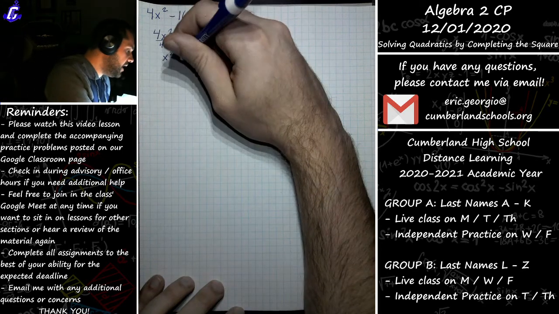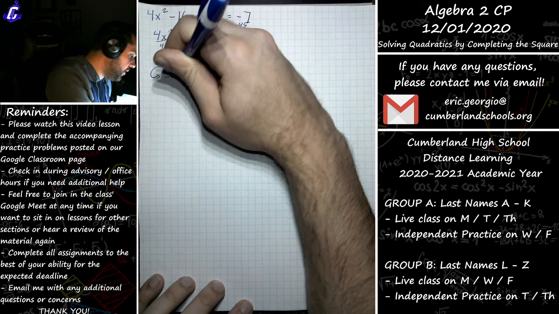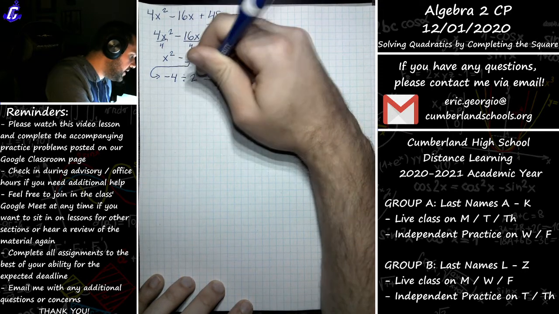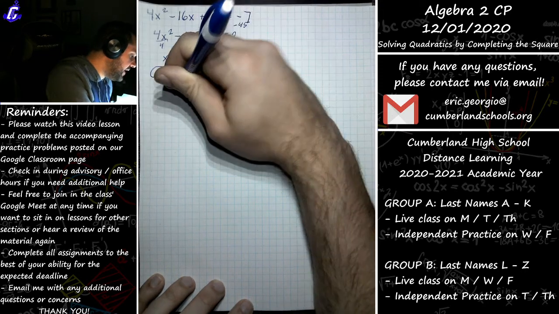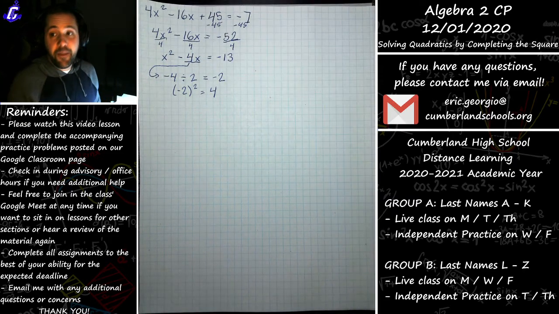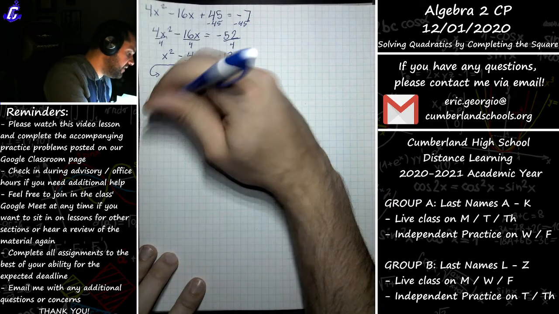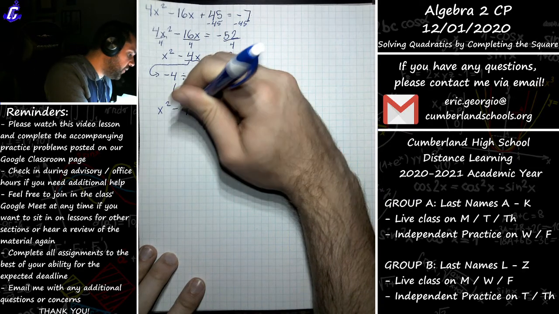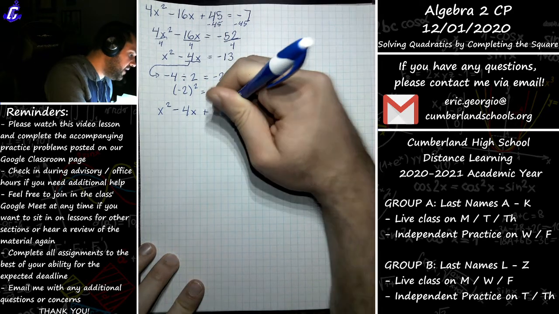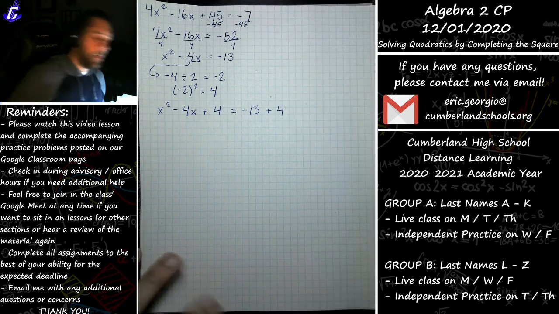In any case, I'll now go forward and off to the side, take my negative 4 and divide it by 2 to get negative 2. I'll then take that negative 2 and square it to get a positive 4. That positive 4, once again, is important because I'm going to add it to both sides, giving me x squared minus 4x plus my 4 now is equal to negative 13 plus the 4.